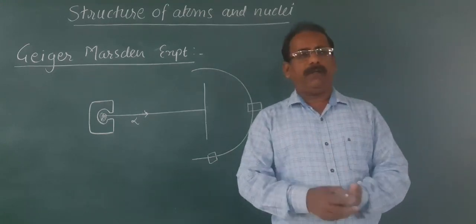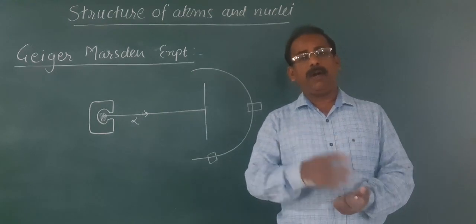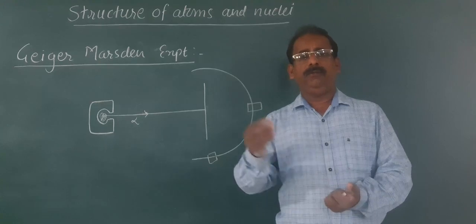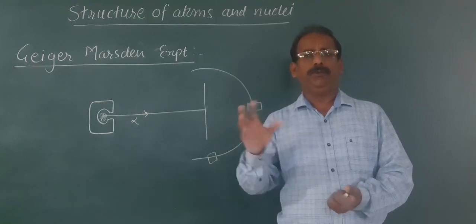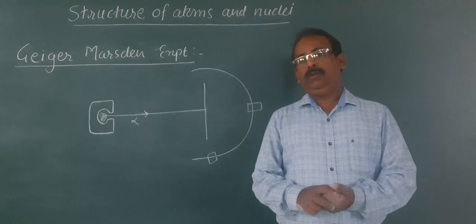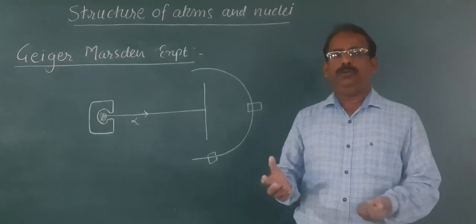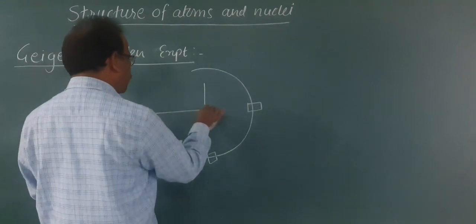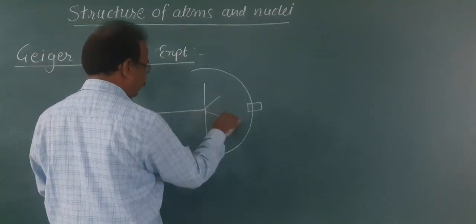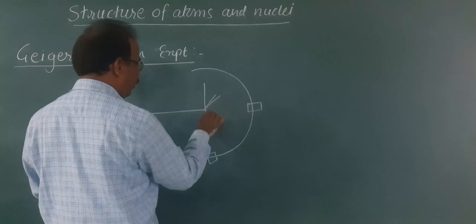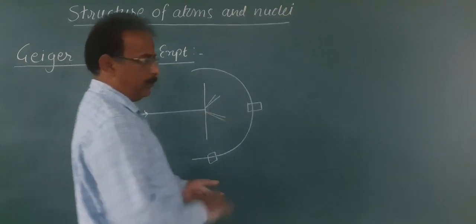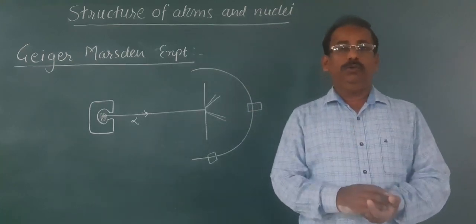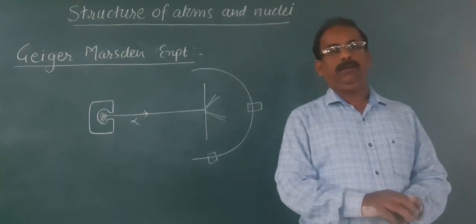Some alpha particles, nearly 0.14%, 0.15%, like this, 0.2%, show deviation from their original path through a very small angle.